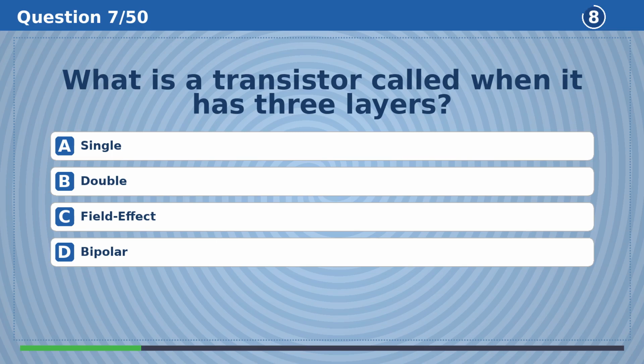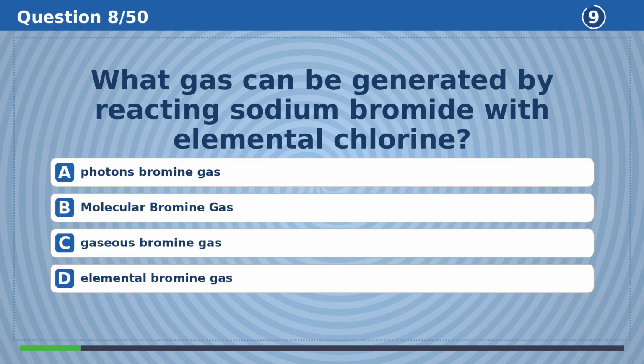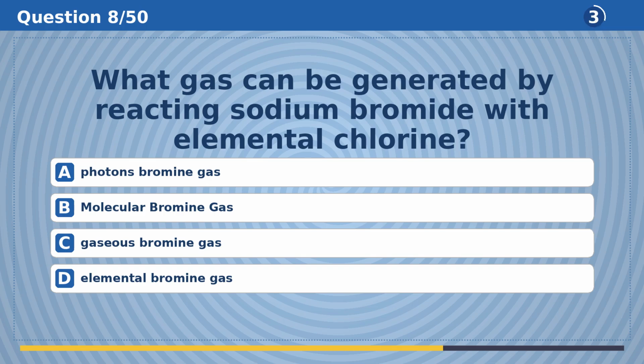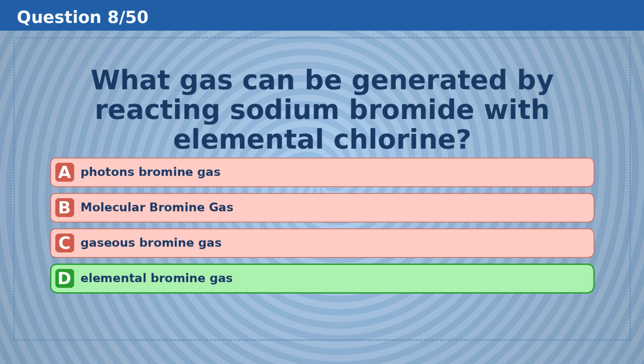What is a transistor called when it has 3 layers? The answer is C. Field effect. What gas can be generated by reacting sodium bromide with elemental chlorine? The answer is D. Elemental bromine gas.